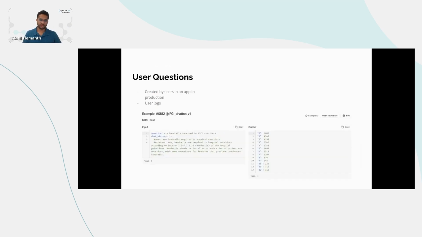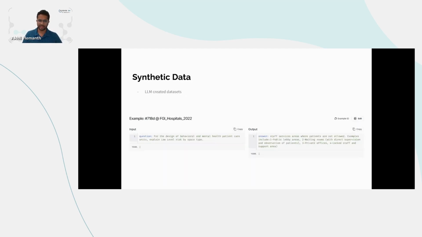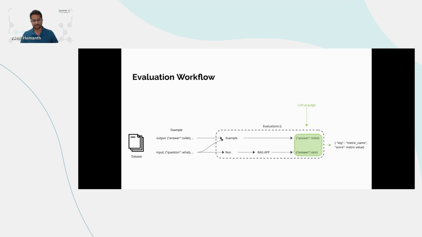You also have user questions. For example, you may have a RAG app that is used in production right now. When the users ask questions and get answers, you can save, as you can see on the bottom left, the question and the chat history as a means of ground truth, which the RAG app can later be evaluated against. And the last one is the synthetic data, which is LLM created data sets. So, 3 types of data sets.